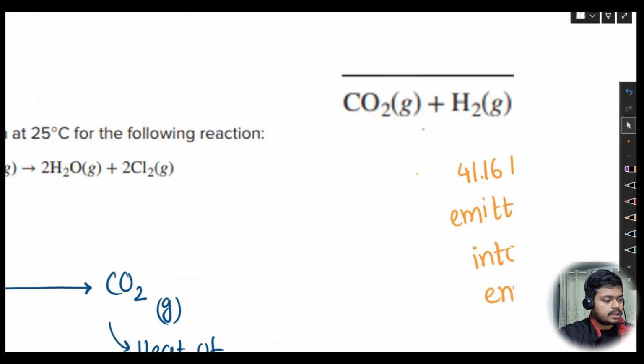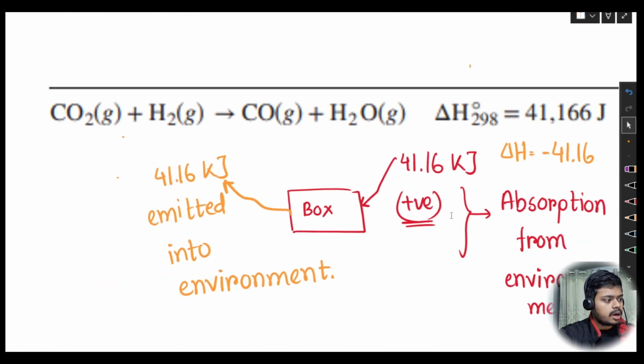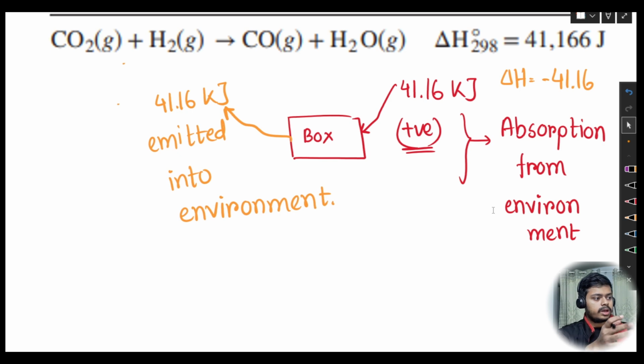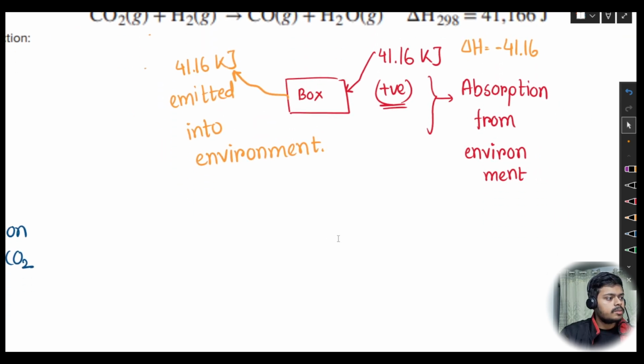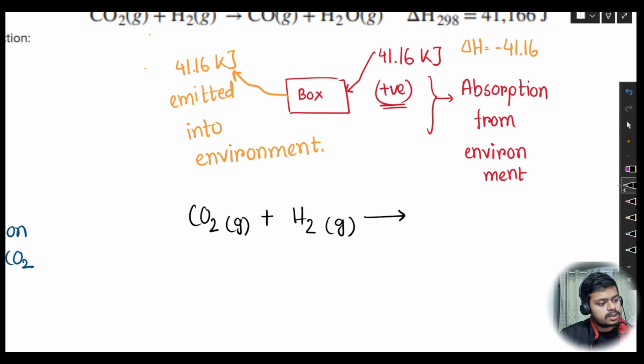So basically, let us go back to that example: carbon dioxide and hydrogen are reacting and producing carbon monoxide and water in the products. If we think about this reaction, let us consider each of the compounds. First of all, let's consider carbon dioxide. This is a reaction in which carbon dioxide gas and hydrogen gas react to form carbon monoxide and water.